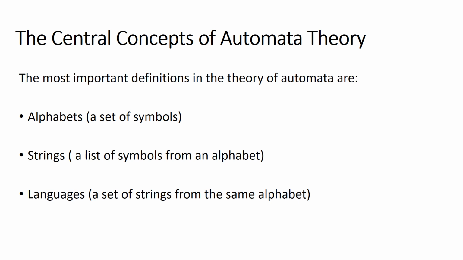In this lecture, we shall discuss the central concepts of automata theory. As we have discussed in the previous lecture, automata are machines which accept or reject formal languages. Because we are talking about languages, just like natural languages have alphabets, strings, and languages, formal languages also have alphabets, strings, and languages. We therefore need to define alphabets, strings, and languages for formal languages. So let us start with alphabets first.